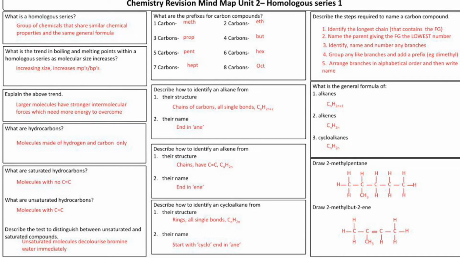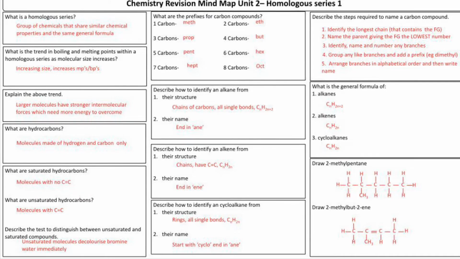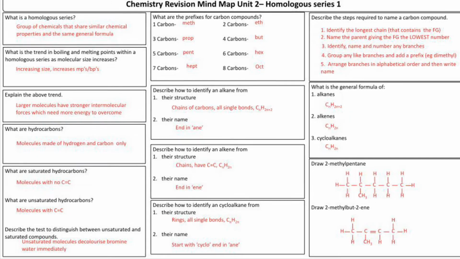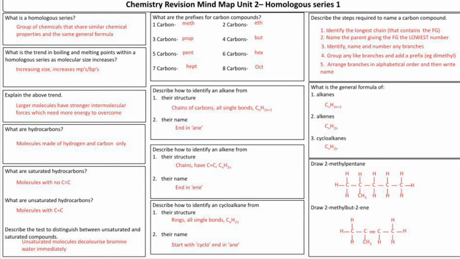You should be able to remember the general formulas. So alkanes, CnH2n+2, alkenes, CnH2n, and cycloalkanes, CnH2n. Remember the n's and the 2n's are all subscript. Don't write them the same size as the letters. And when naming, always start from the back first.